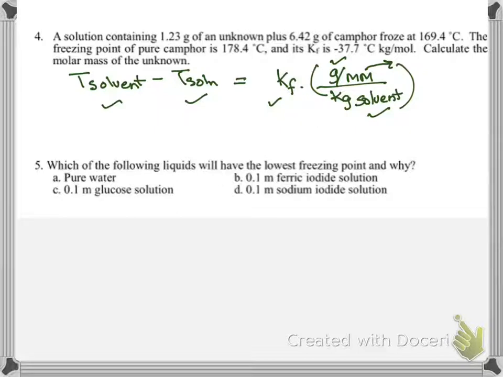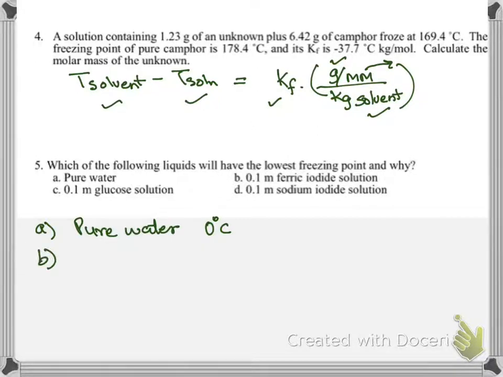Question number 5. Which of the following liquids will have the lowest freezing point and why? If you look at A, it is pure water. When you have pure water, it's a solvent and its freezing point is 0 degrees Celsius, and there will be no change in the freezing point of pure water because we are not adding anything into it. So in this case, the freezing point will not change because no solute has been added.